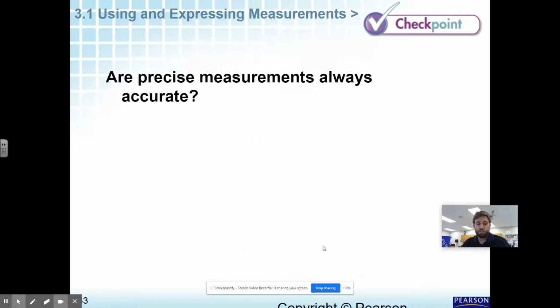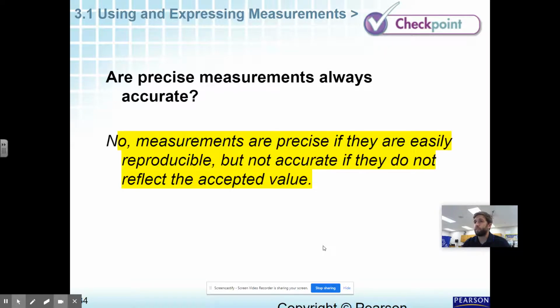So are precise measurements always accurate? Other than us practicing some problems in just a moment, this is going to be the end of the content. I'm going to wait until Monday and Tuesday to go over significant figures with you all in class. No, measurements are precise if they are easily reproducible, but not accurate if they do not reflect the accepted value. So precise measurements definitely are not always accurate.